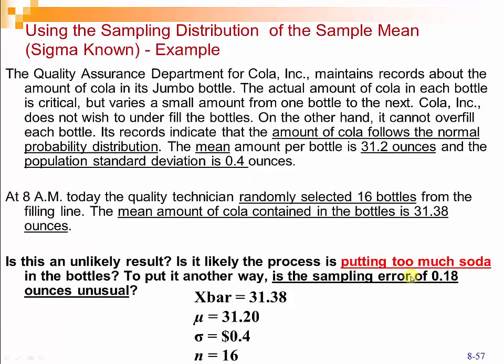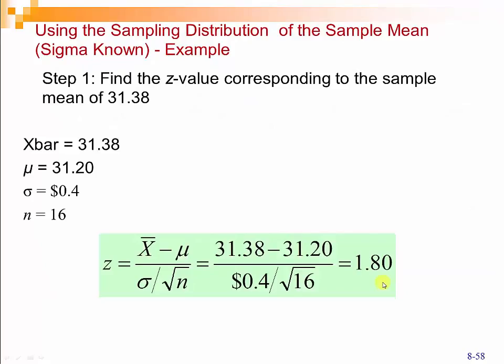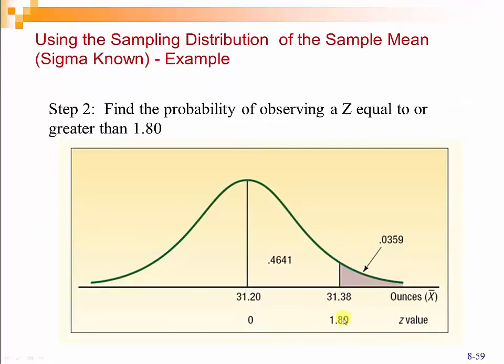Is the sampling error of 0.18 ounces unusual? So what we're looking at now is that this 0.4641 value is to get us to the 31.38 mean value. In other words, a z of 1.8, a z-score of 1.8. But we want the probability of a z value greater than 1.8. And how do we determine that?